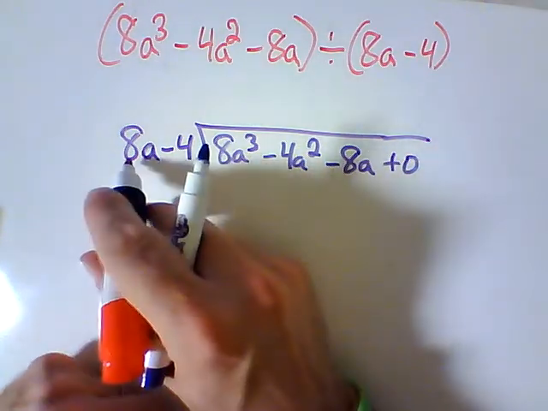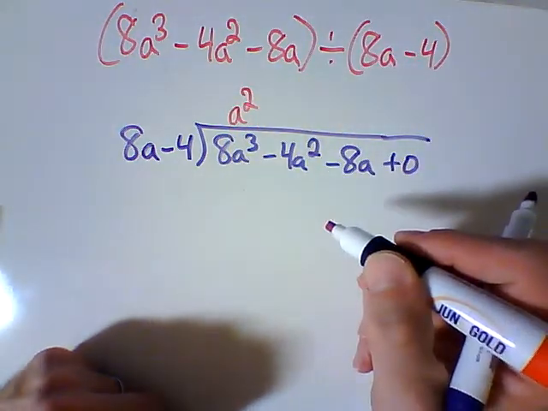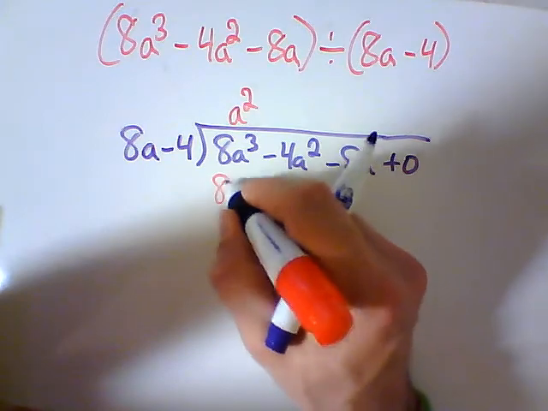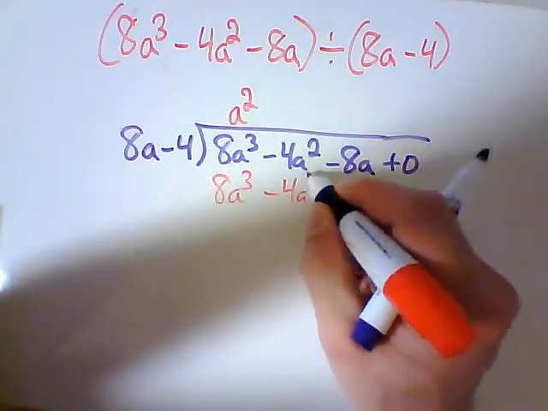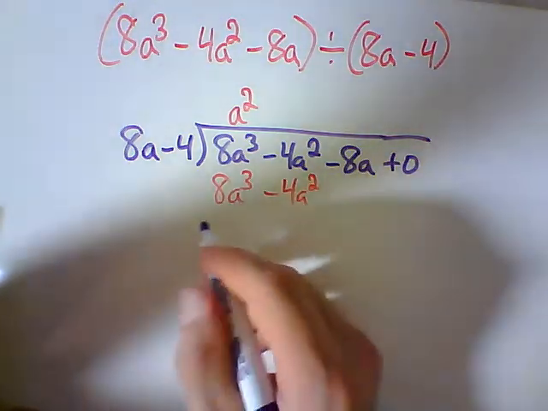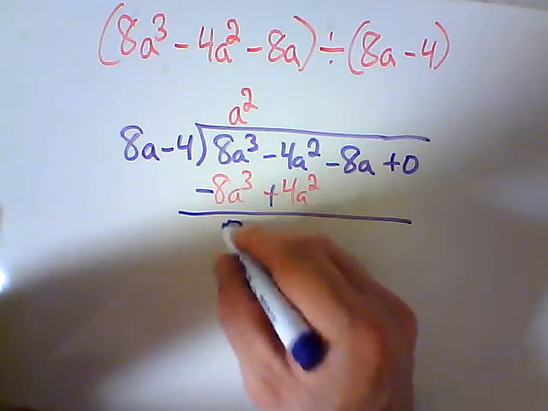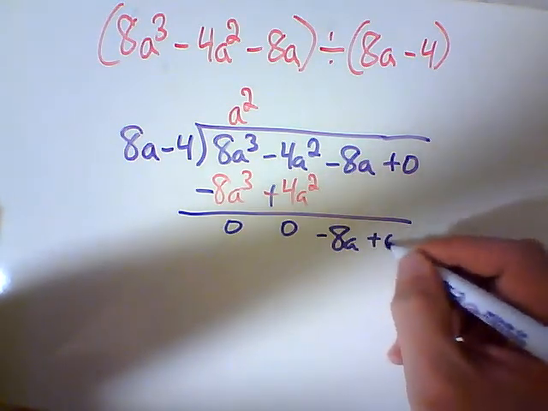8a cubed divided by 8a is just a squared. It's going to happen again. A squared times that is 8a cubed. And a squared times negative 4 is minus 4a squared. You guys are never going to believe me when I say you need to fill in with zeros. Change signs, draw my line. That's 0. That's 0. Negative 8a plus 0.